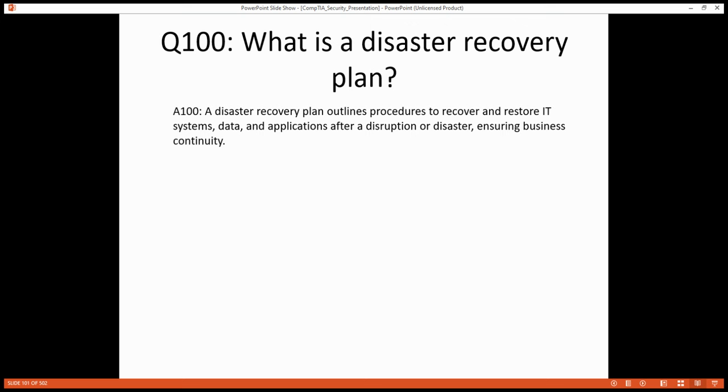Q100. What is a disaster recovery plan? A100. A disaster recovery plan outlines procedures to recover and restore IT systems, data, and applications after a disruption or disaster, ensuring business continuity.